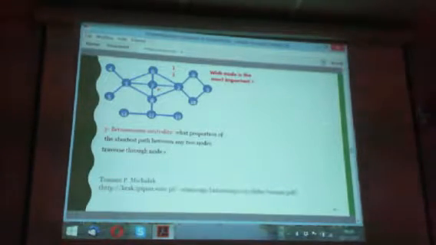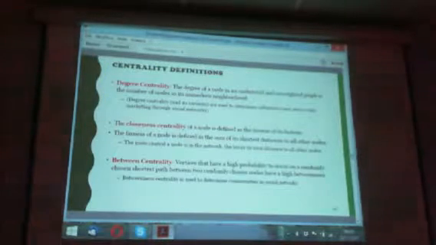These are some authors who have this approach, Thomas, Michaela. These are the formal definitions of the centrality. This is what I showed before on the scheme.